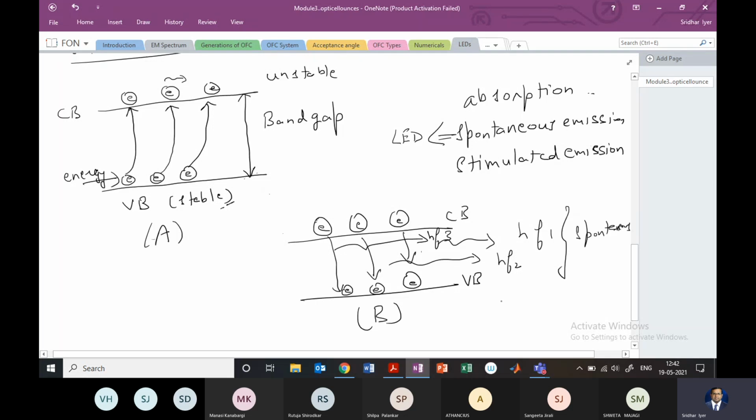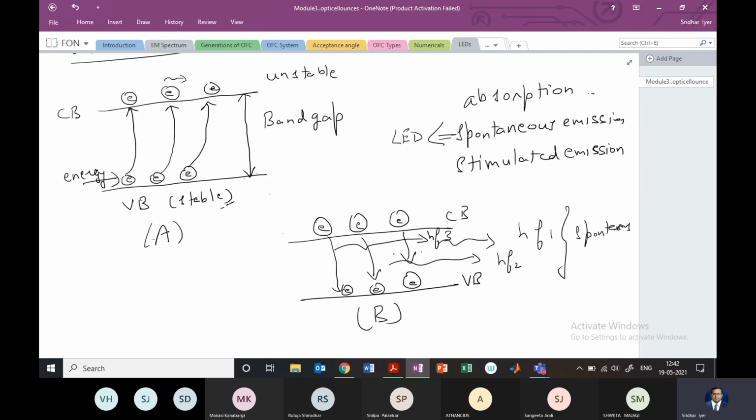right? Now you can see here that this hf1, hf2, hf3, these are not coherent, they are not resonant, they are not in conjunction with each other. So hf1 is a spontaneous emission, hf2 is a spontaneous emission. So these could add constructively, these could add destructively, we do not know. There could be phase changes, there could be amplitude distortion, we do not know, right? So because of this reason, since LEDs are based on spontaneous emission, we made a statement earlier that the light from the LED is incoherent in nature, right? So that is the idea here.